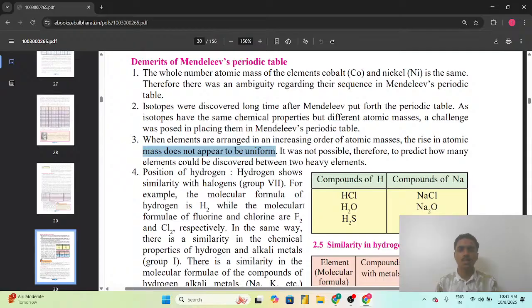मतलब जो एटॉमिक मास कैलकुलेट किया गया था तो वो यूनिफॉर्म नहीं था, मतलब कभी बढ़ रहा था कभी घट रहा था. इट वाज नॉट पॉसिबल देयरफॉर टू प्रिडिक्ट दैट हाउ मेनी एलिमेंट्स कुड बी डिस्कवर्ड बिटवीन टू हेवी एलिमेंट्स. मतलब दो एलिमेंट्स के बीच में फ्यूचर में कितने एलिमेंट्स बीच में डिस्कवर्ड होंगे तो उसके लिए जगह ही नहीं थी. दैट वाज आल्सो वन ऑफ द एम्बिग्यूटी इन द वन ऑफ द डिमेरिट ऑफ द मेंडेलिव्स पीरियोडिक टेबल.